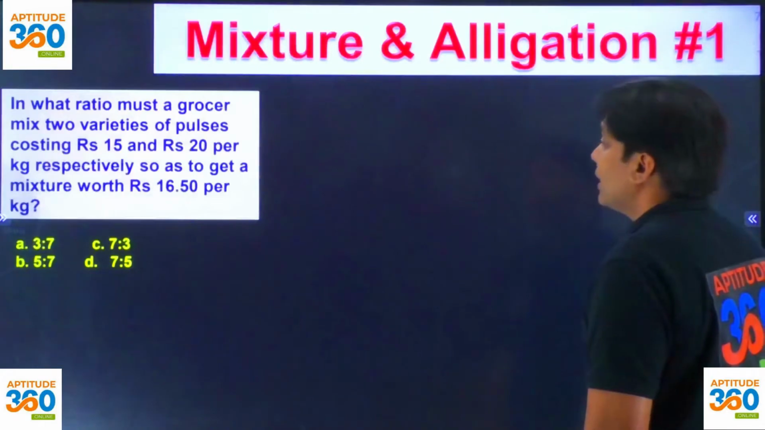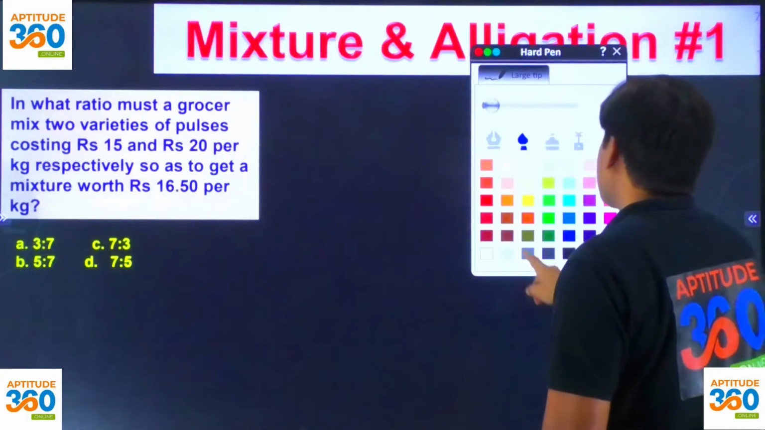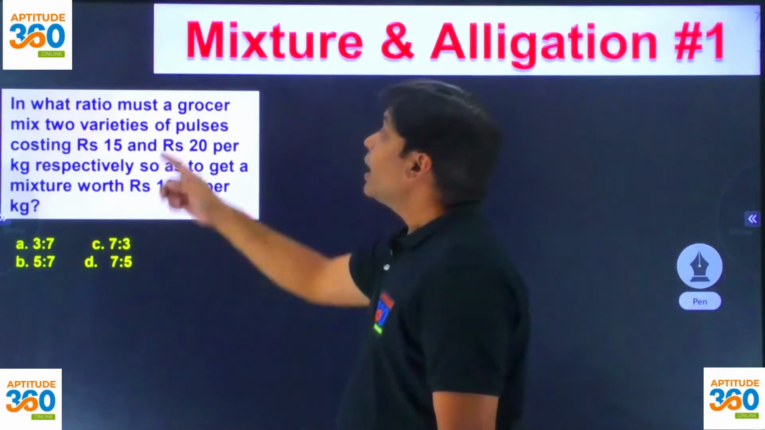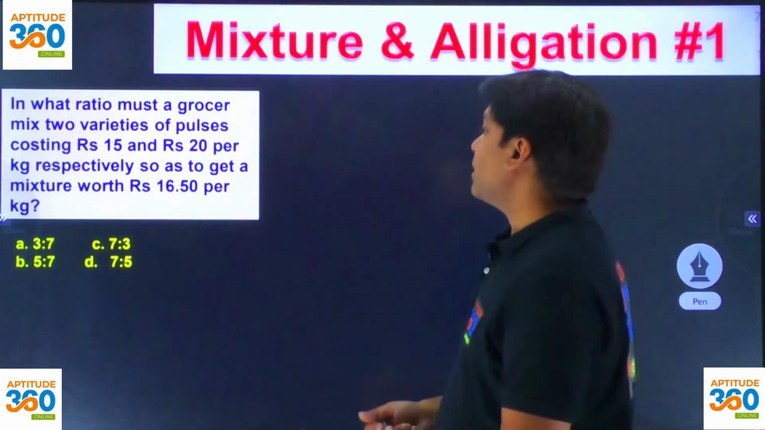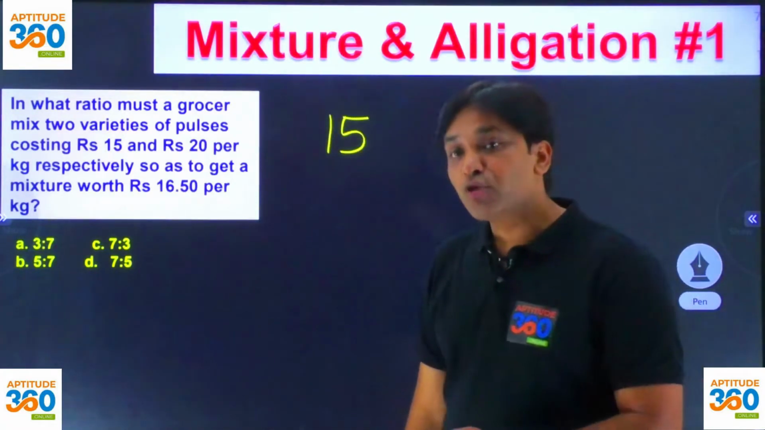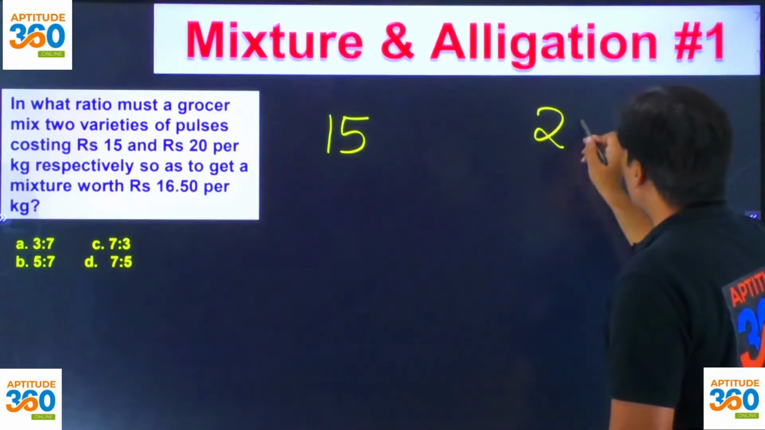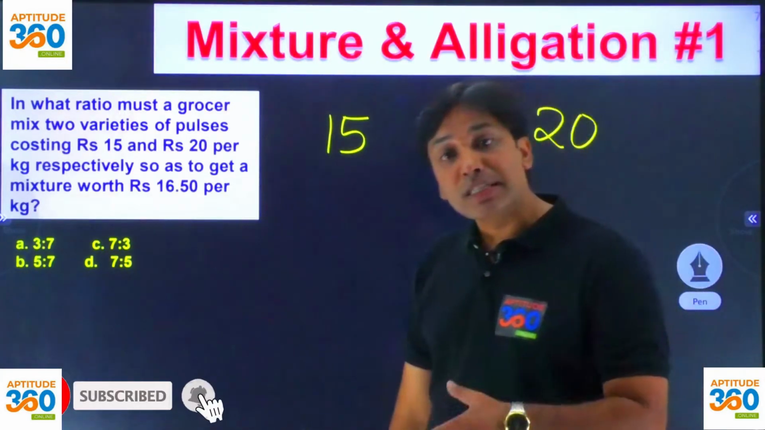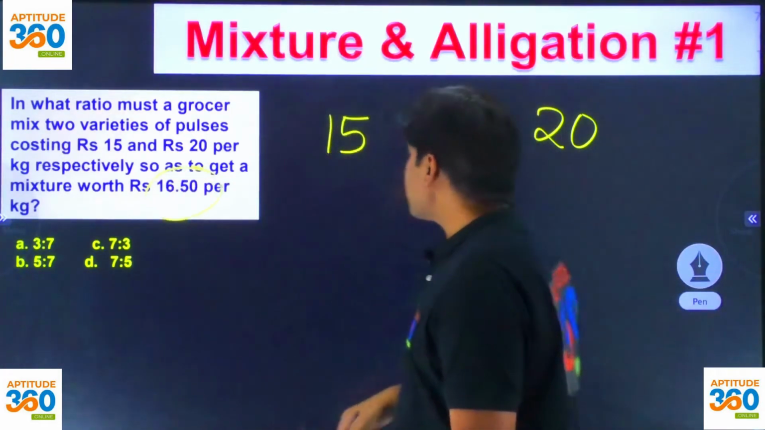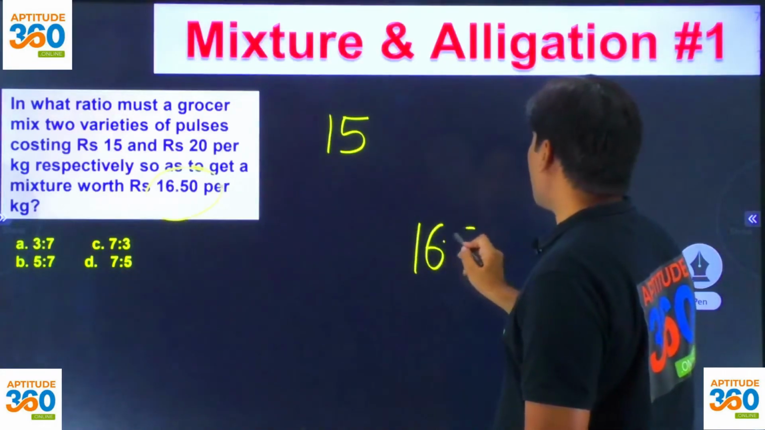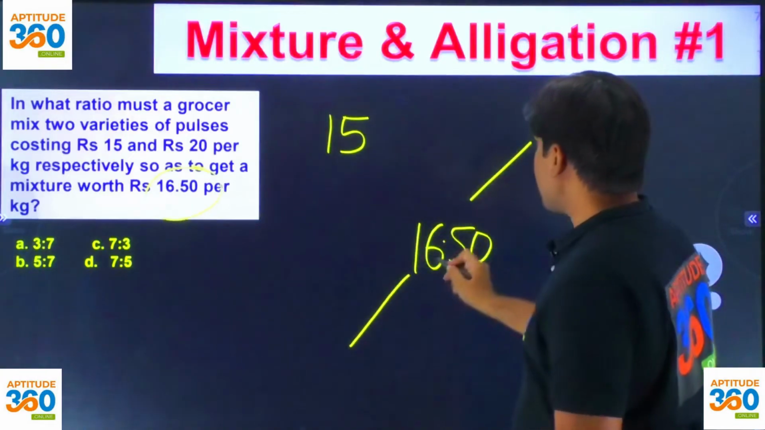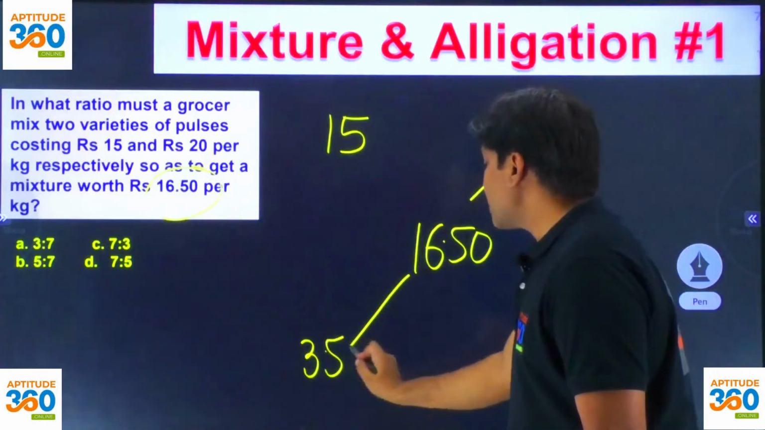Let's go. Now that this is done, these problems must be a cakewalk for you. Way too simple. In what ratio must a grocer mix two varieties of pulses? 15 rupees is the price of the first variety and 20 rupees per kilogram is the price of the second variety, and the problem says that the mixture must be 16.50 rupees per kilogram. Simplify it. This minus this, over here write 3.50.